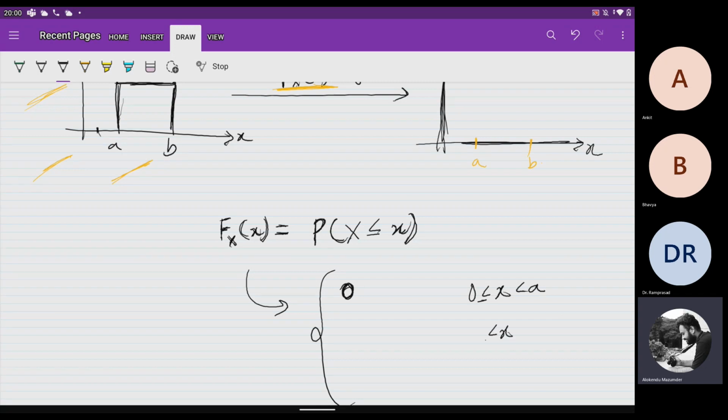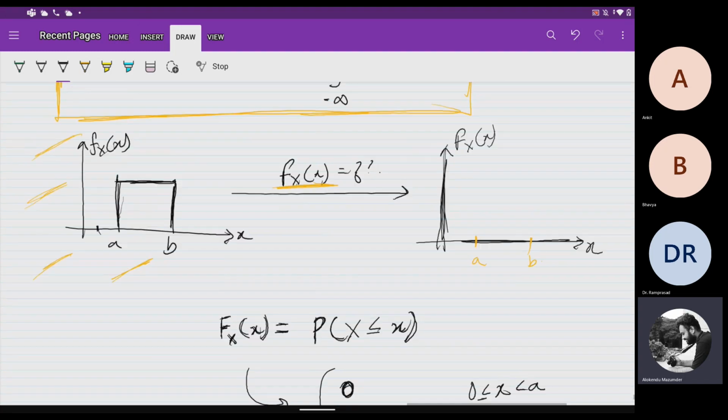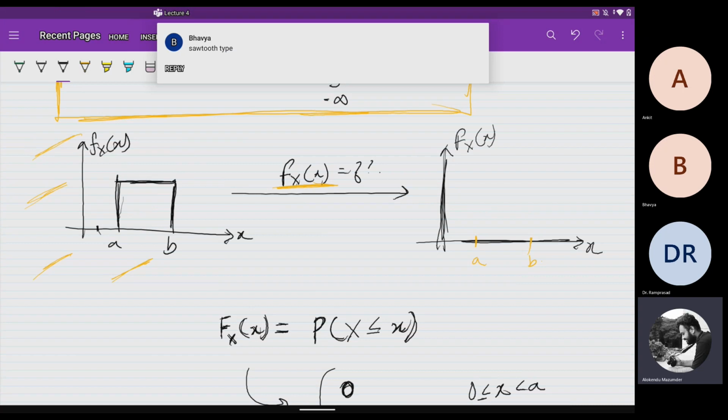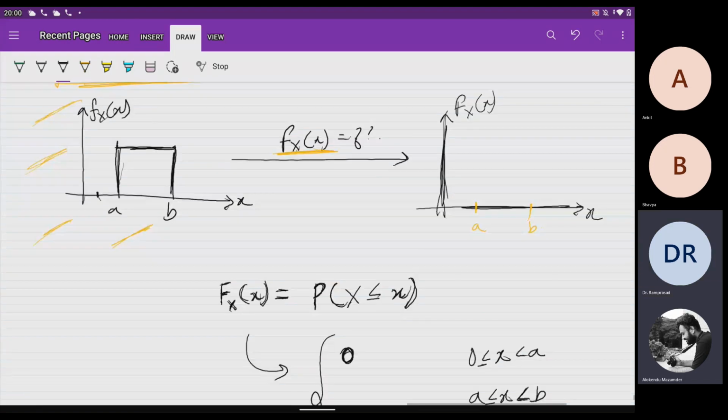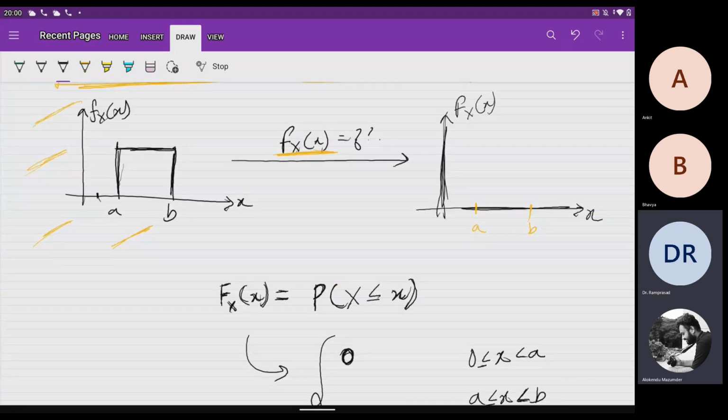Now the second case, what will be the CDF? No, you have to give me a function. You cannot just say it's a sawtooth type. You have to give the value there, multiplied by b minus a.